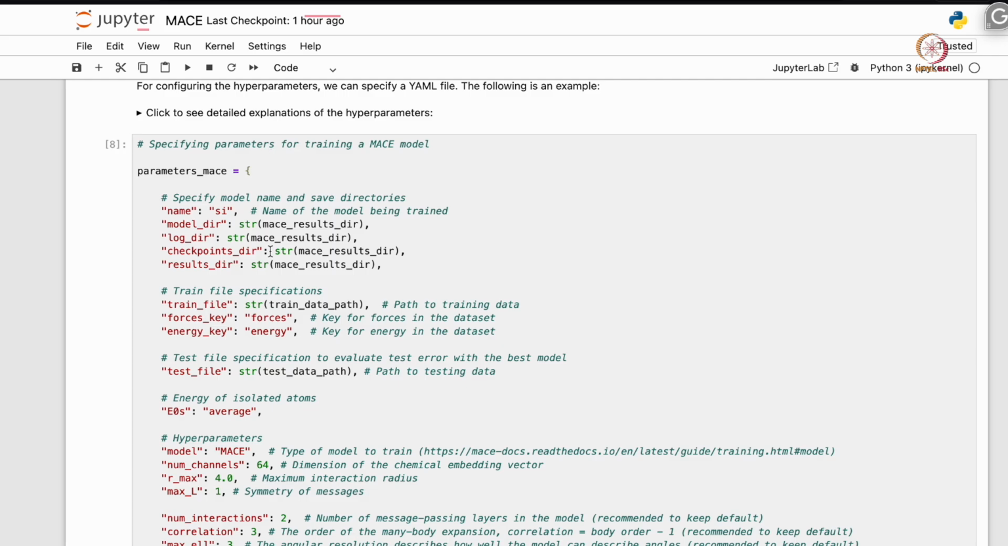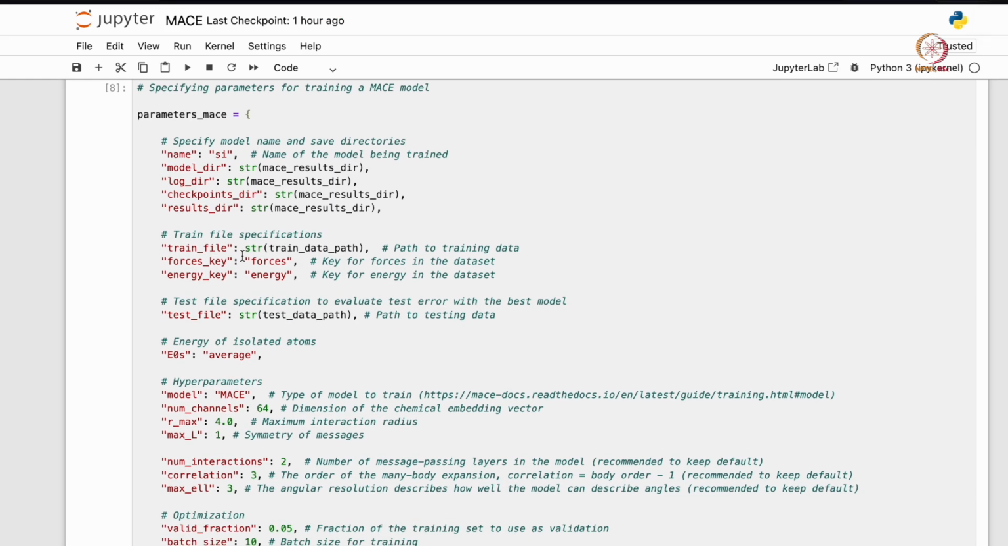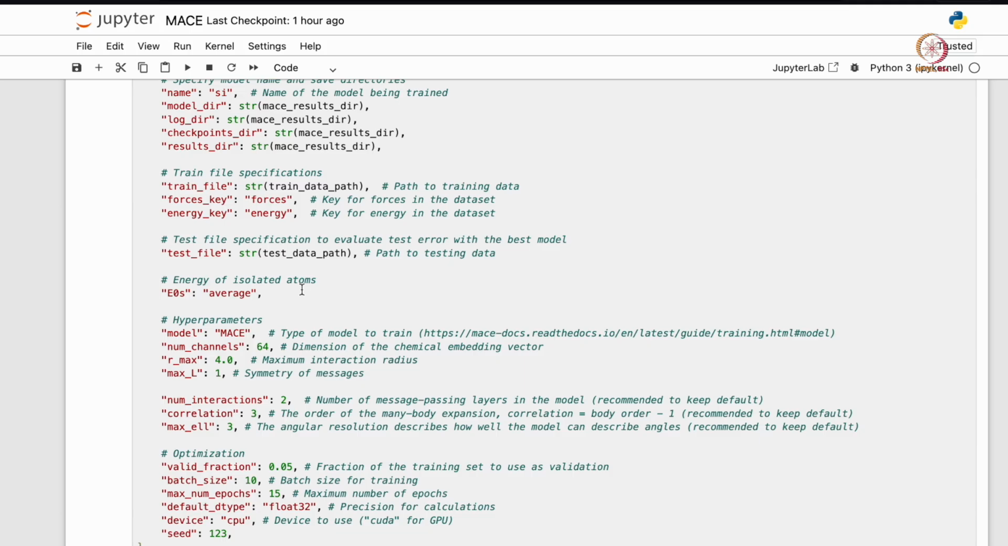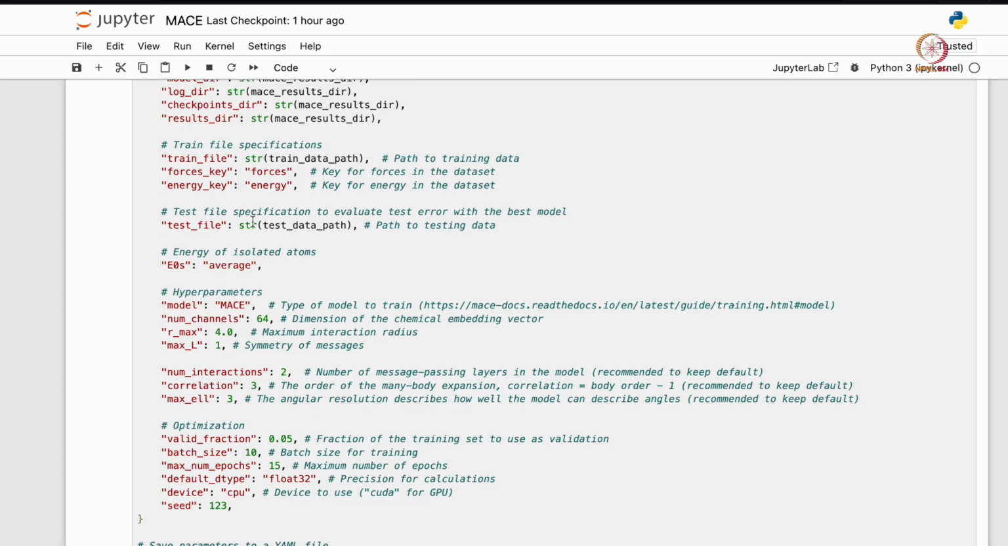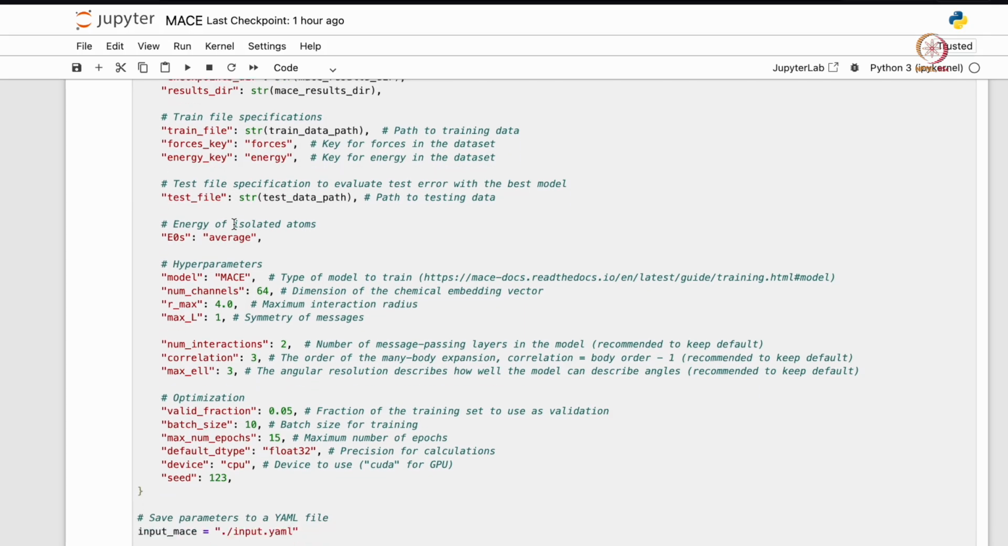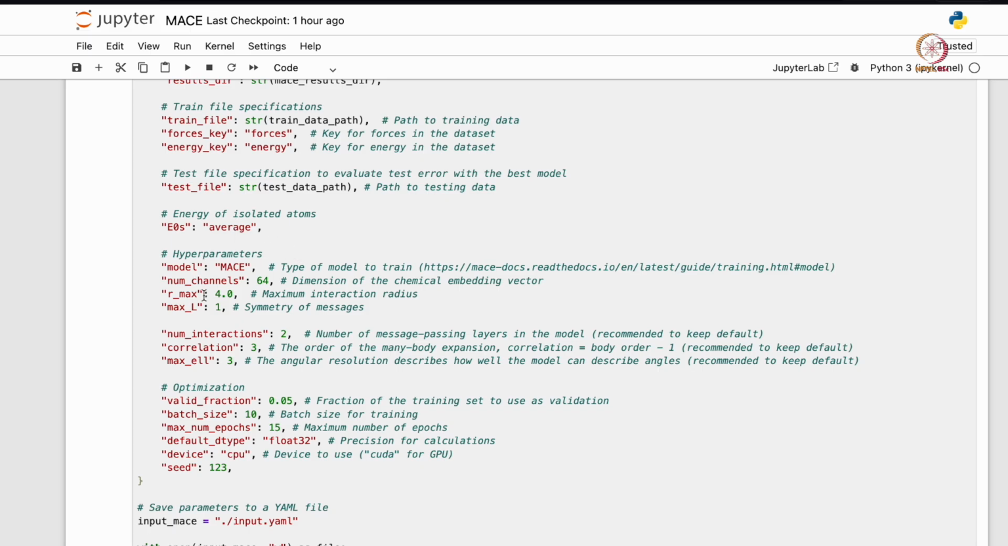Okay, and we give the path to the training file, and inside the training file the key to the forces. The data set has forces under the column named forces and energies under the column energy. So we have to provide the keys. It may vary according to the data set, so you have to check the names given in the data set. We then give the path of the test file, followed by the hyperparameters which define the model architecture.